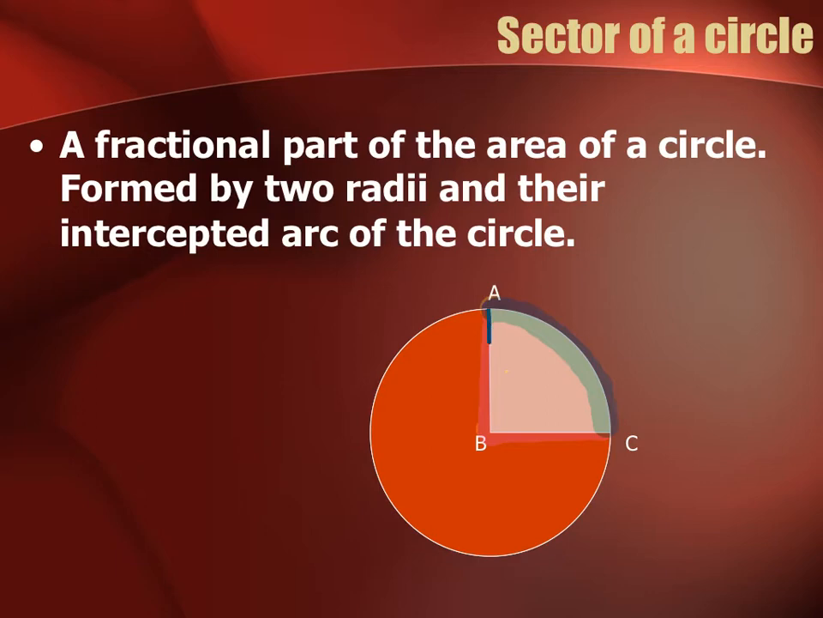Notice that the sides are radii, or the plural of radius, right? These would both be the same length. If this is 5, this is 5, because the radius is the same no matter where it is. And then the other part that bounds it is the intercepted arc.